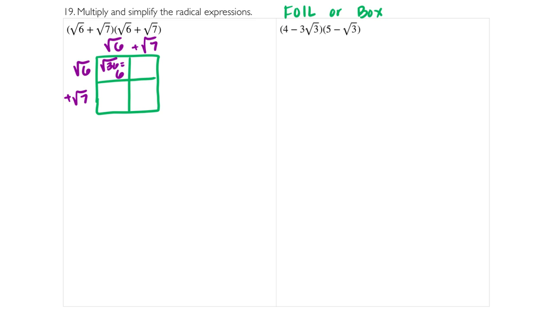Now, you're not always going to have that. In the second section, you don't get that immediately. So you can't just assume it's going to be a regular number. But in this case, it happens to be. Okay, in the next box to the left, we've got root 6 times root 7. What would that be?